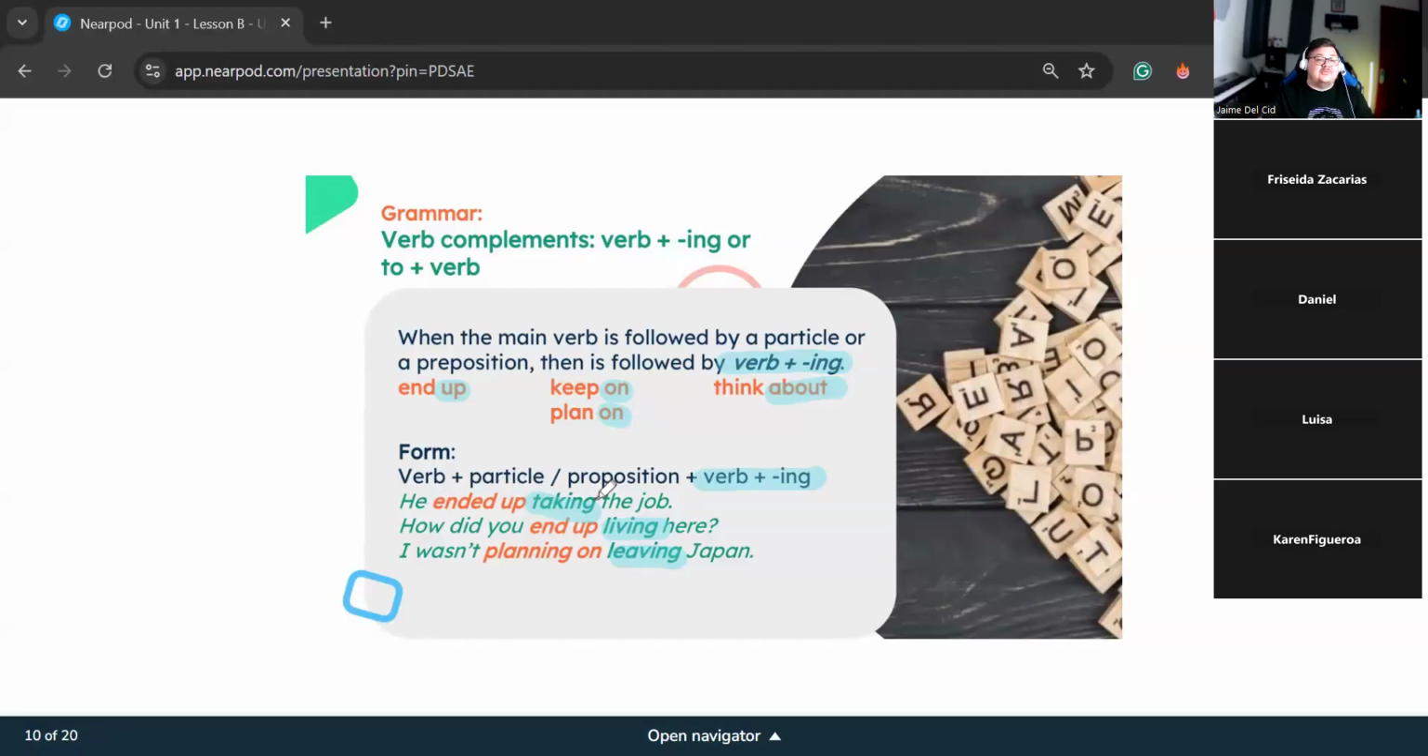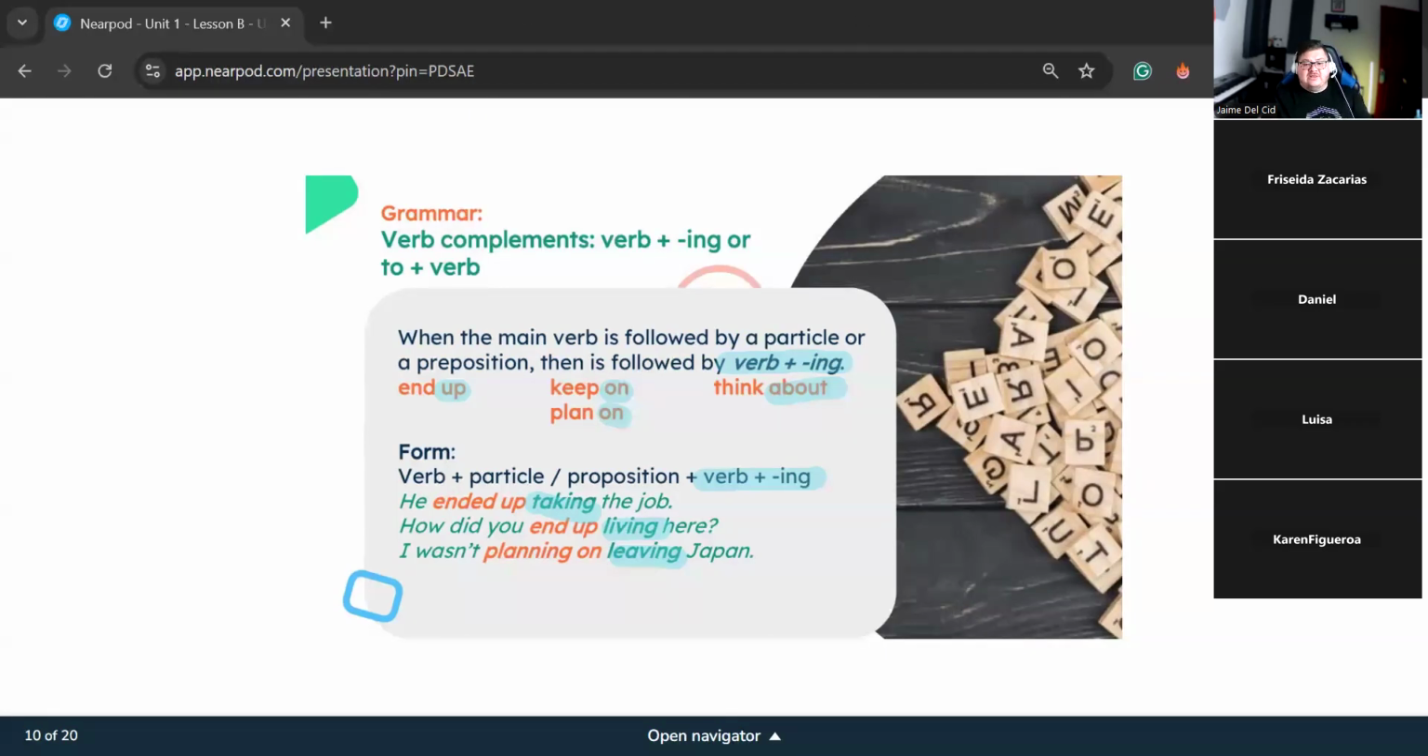For example, he ended up taking the job. This is a simple past sentence. Ended up, that's a simple past verb, right? How did you end up living here? This is a simple past sentence again. And I wasn't planning on leaving Japan. This is a past continuous sentence. Again, you can use this in different tenses. You just have to pay attention to the verbs and make sure that you're putting them in the right tense. But that's it.